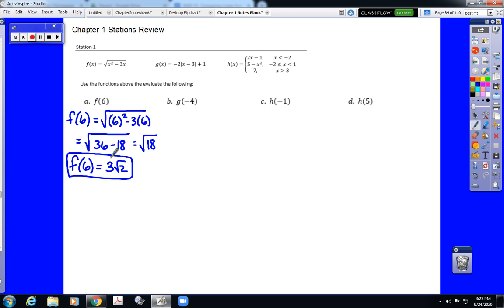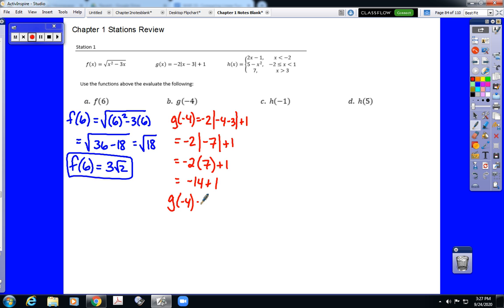All right, next up we've got g of negative 4. Once again, that means we're plugging negative 4 into g. That would be negative 2 times the absolute value of negative 4 minus 3, plus 1. So that would be negative 2 times the absolute value of negative 7, plus 1, which would be negative 2 times 7, because the absolute value of negative 7 is 7. That would be negative 14 plus 1. So g of negative 4 is negative 13.